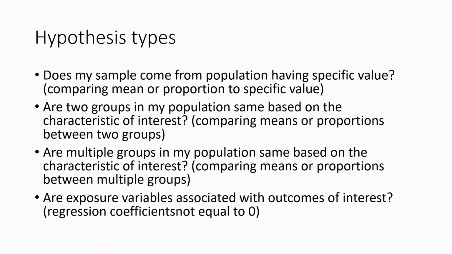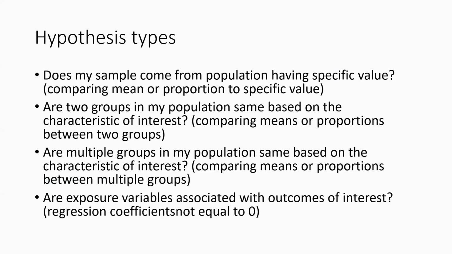So broadly, there are the following hypothesis types. The first, the simplest one, is: does my sample come from a population having a specific value? For example, in the thalassemia example, we asked whether the thalassemia levels in India compare to a specific target, a specific reference population. So you might be interested in knowing something like that.